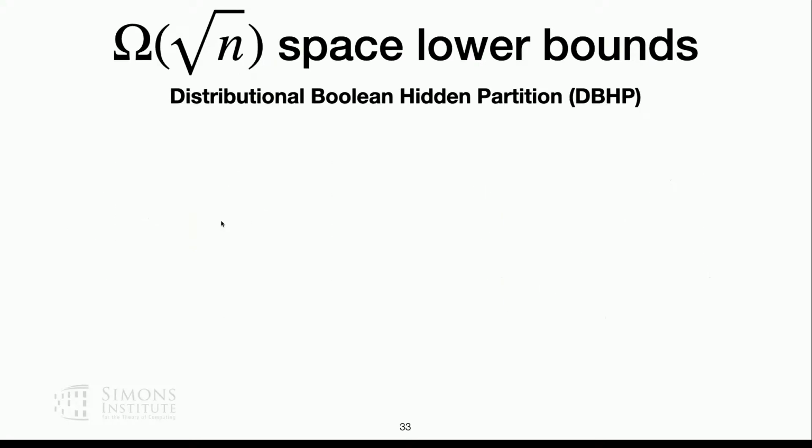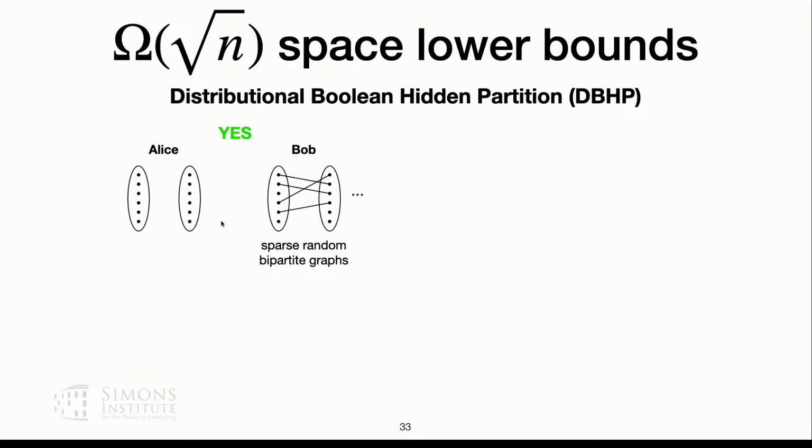So for streaming lower bounds, we typically use lower bounds from communication complexity. And in this case, we use this problem called distributional Boolean hidden partition. So we use the hardness of this communication game to obtain a reduction to show that computing Max-DICUT is also hard in the streaming setting. Okay, so let's have a high-level view of what this problem is.